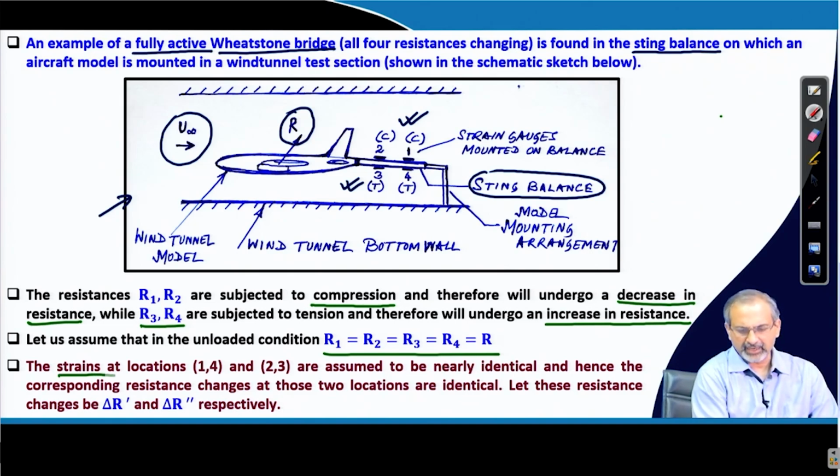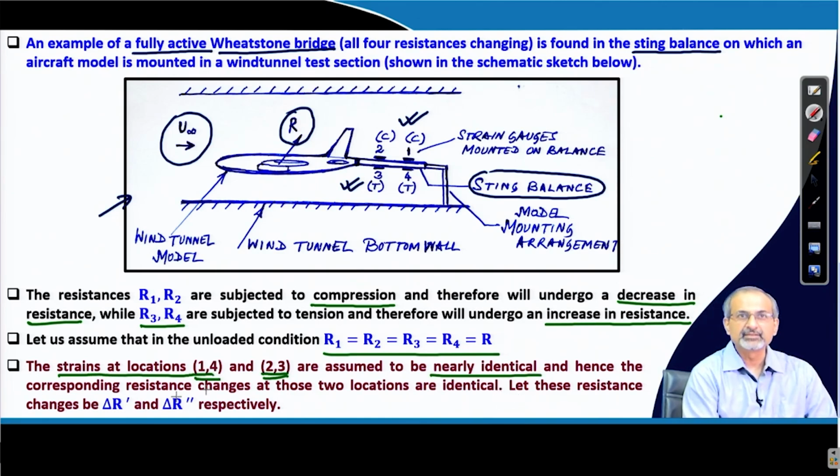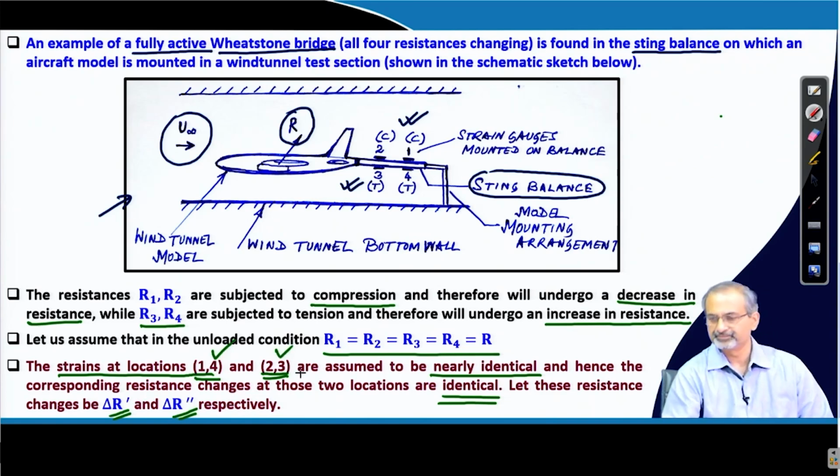The strains at locations 1 and 4, and 2 and 3, can be assumed to be nearly identical, and hence the corresponding resistance changes at those 2 locations are also identical. Let these resistance changes be delta R dash and delta R double dash respectively. So, delta R dash corresponds to 1 and 4, and delta R double dash corresponds to 2 and 3.